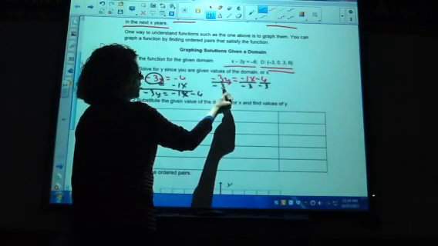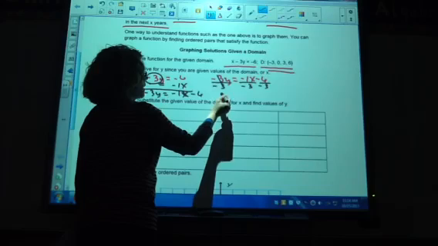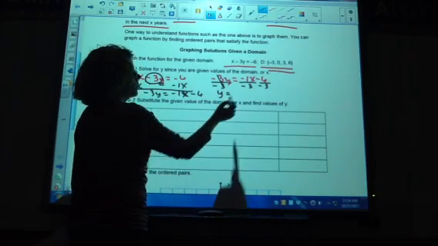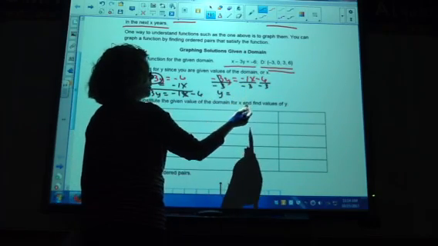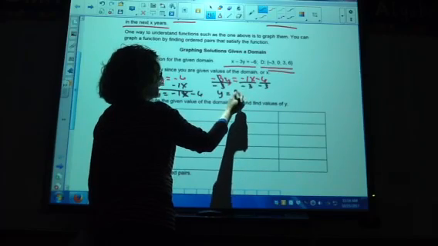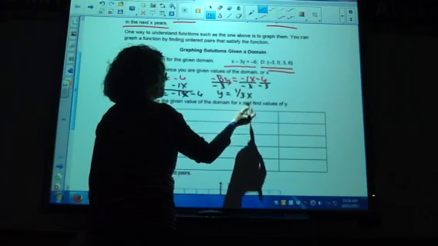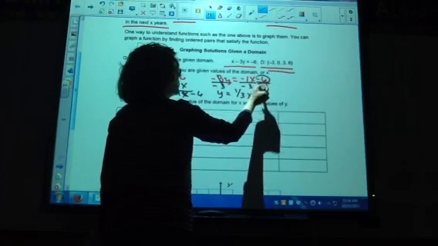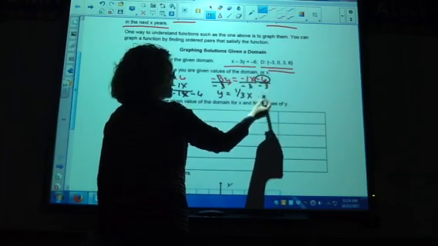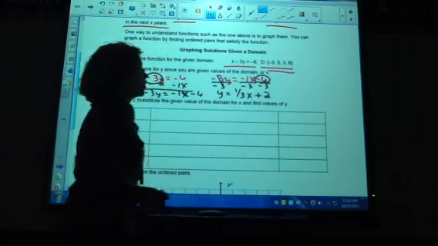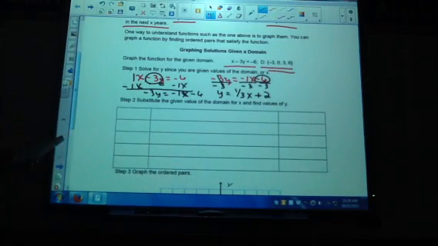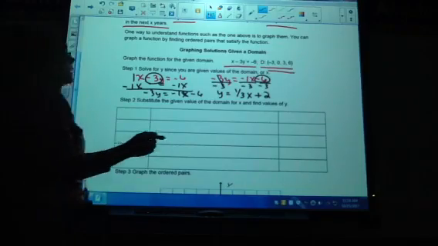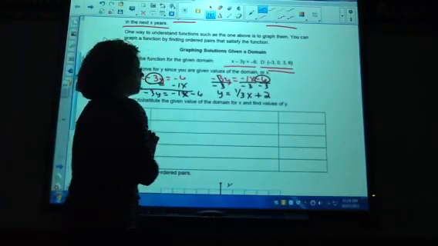Negative 3 divided by negative 3 is positive 1. This cancels out to y. Negative 1 divided by negative 3 is positive 1/3. This is a negative 6. Negative 6 divided by negative 3 is a positive 2. Okay, so now I have my function.